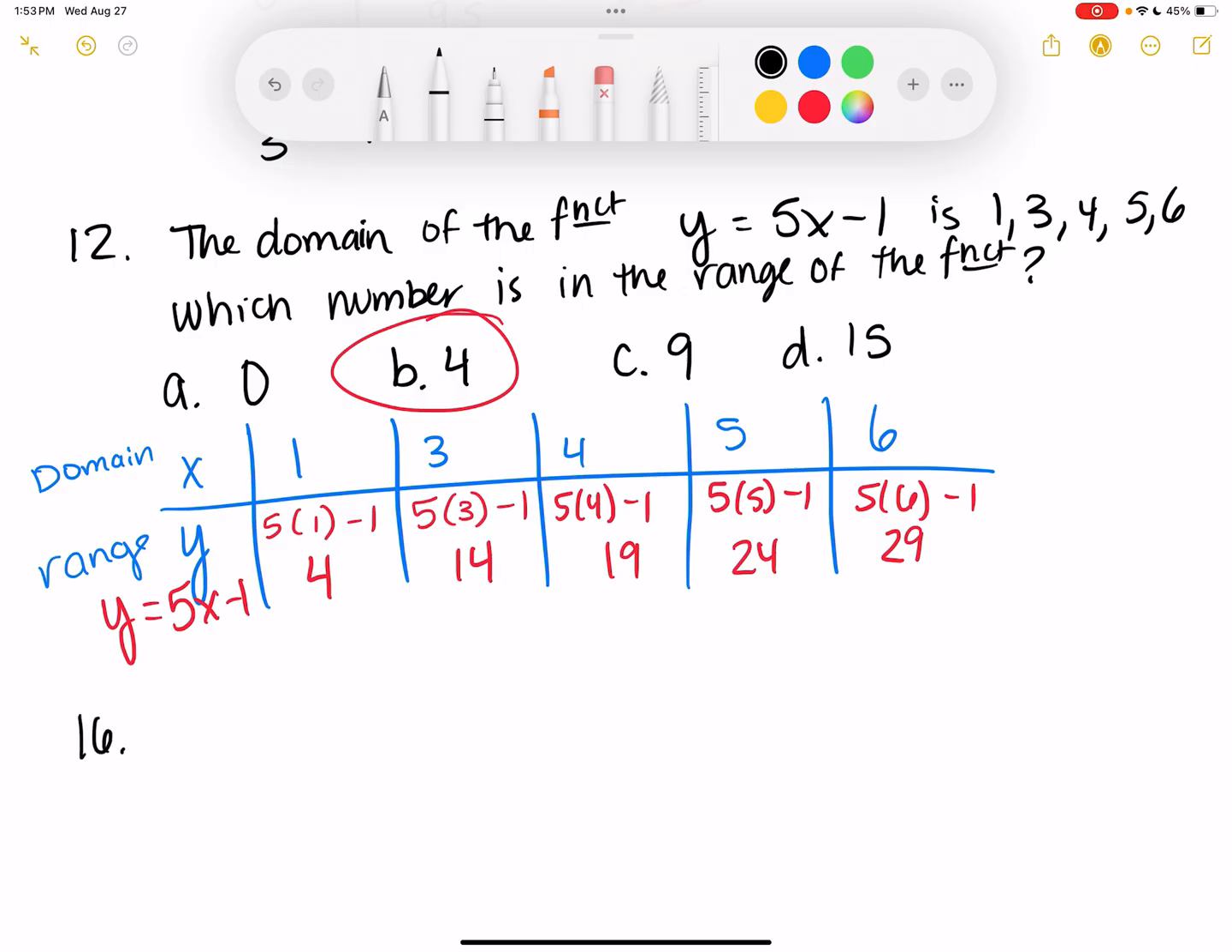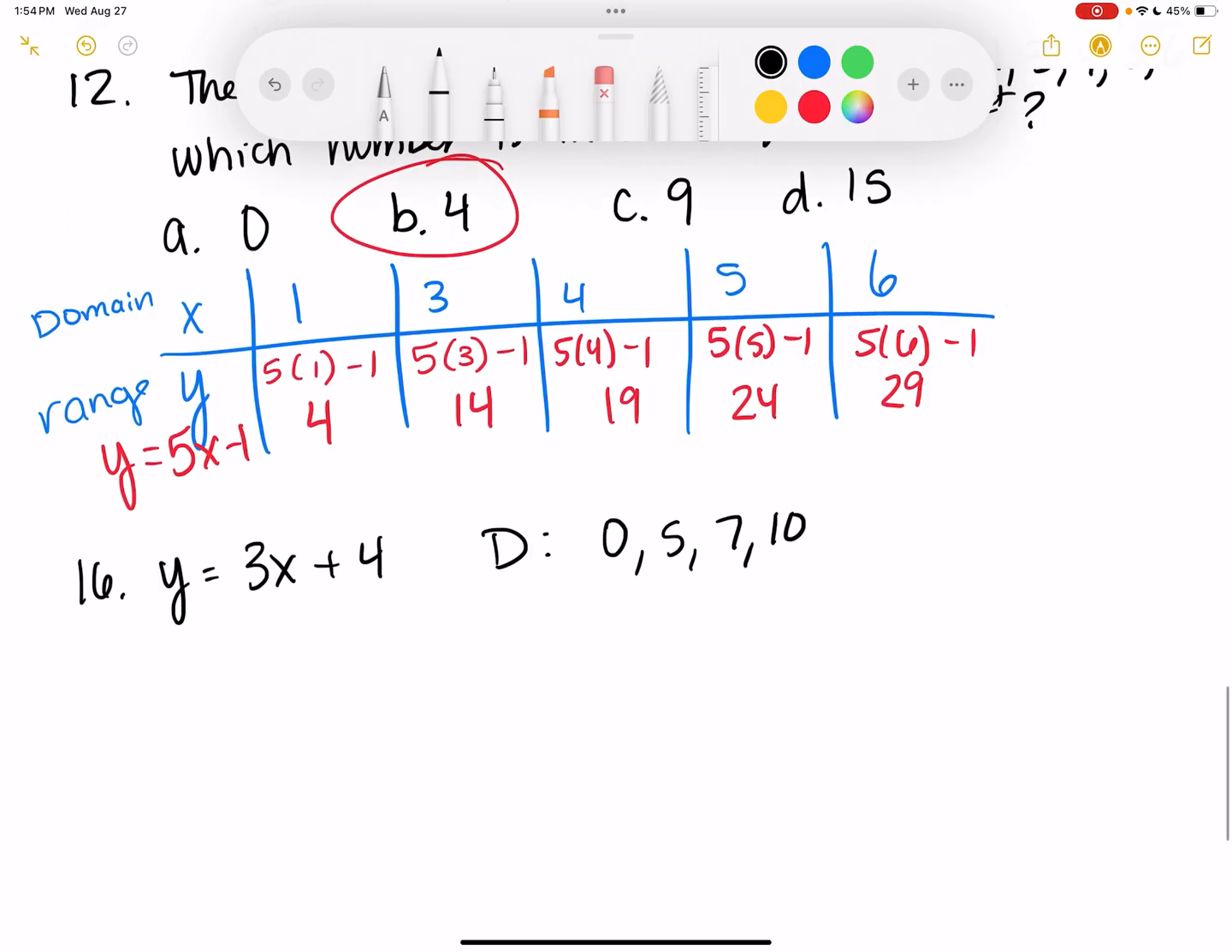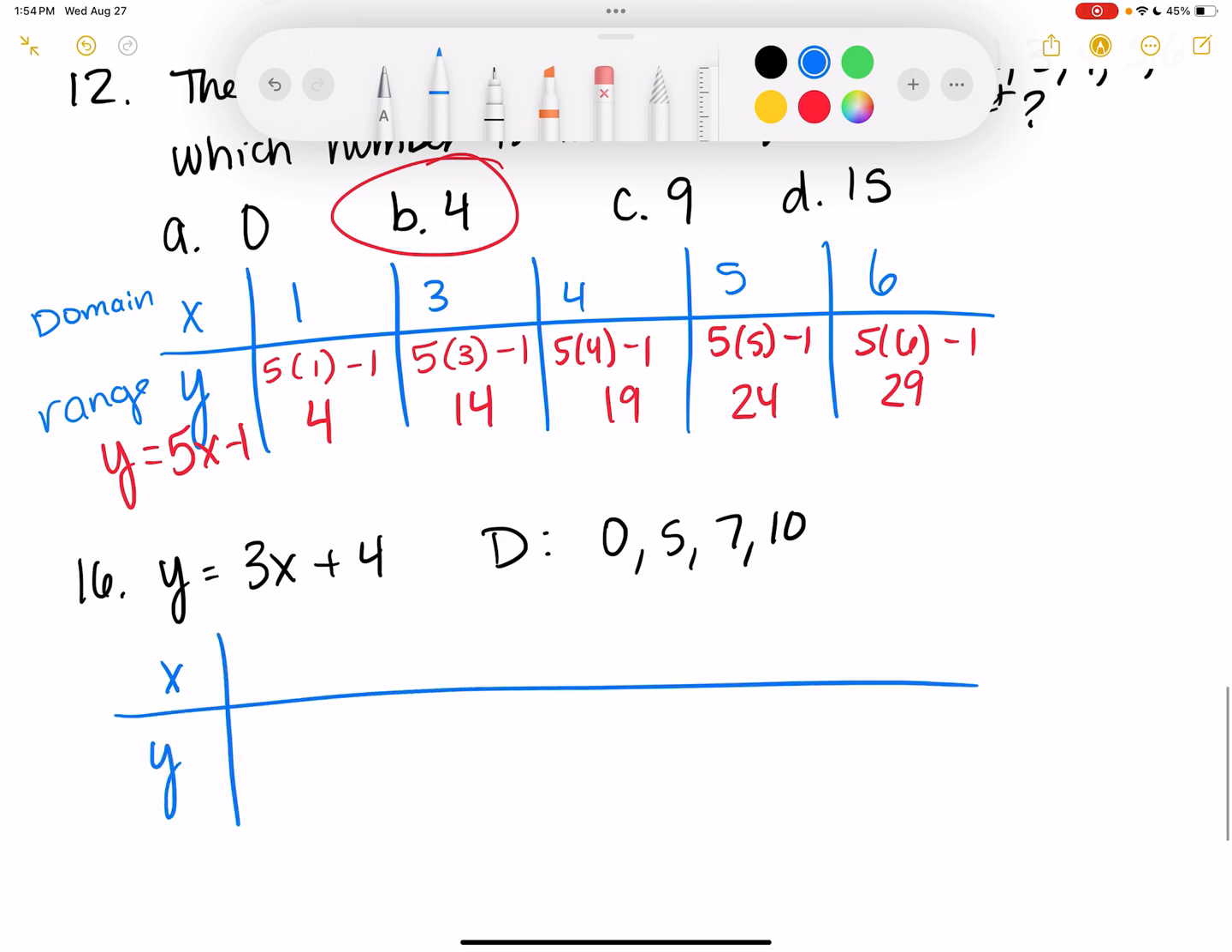So 16, y equals 3x plus 4. The domain values are 0, 5, 7, and 10. So I'm setting up my table, x and y. Domain values going in, 0, 5, 7, and 10. I'm going to write my equation down here. And then I'm going to plug in the numbers.